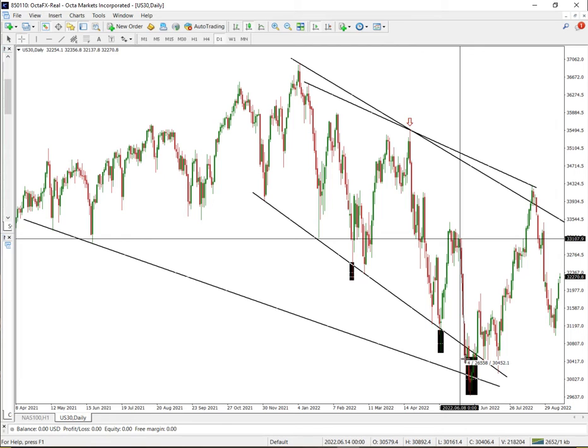This is 4 candlesticks, 4 day candlesticks, 4 days, to move 30,150.1 points, if I think that's pips, downwards. That's a lot in just 4 days.